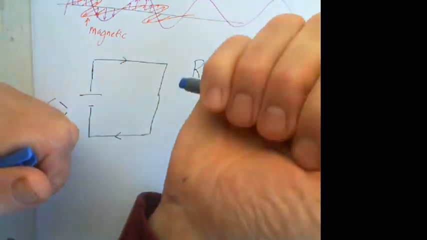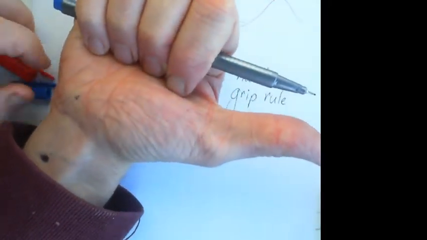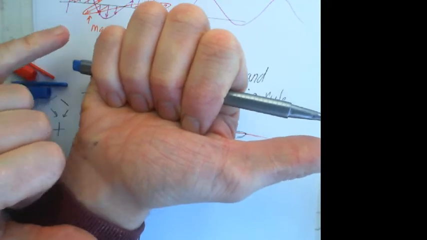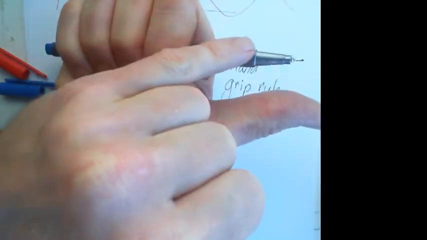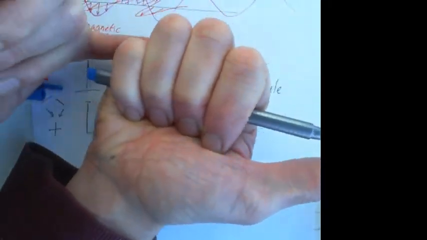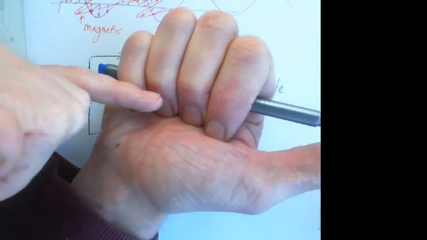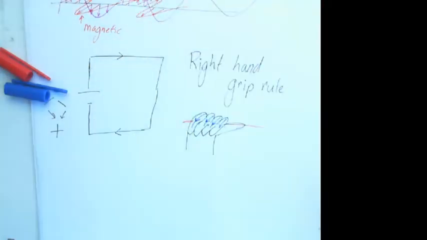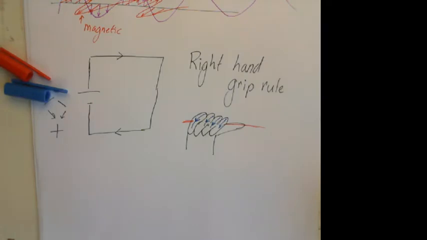So if I grip this pen, what this tells me is that the current is going in here, out here, because that's in the direction of the thumb, and the magnetic field is going around this way in the same direction as my fingers. So I'll give that a bit more of an explanation now.